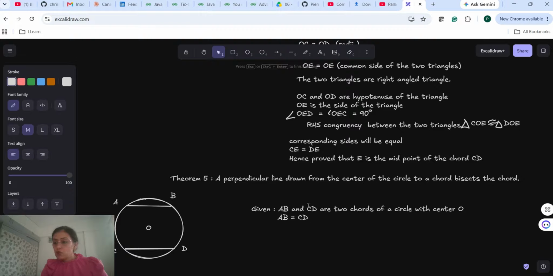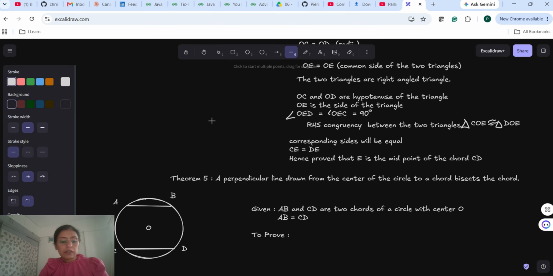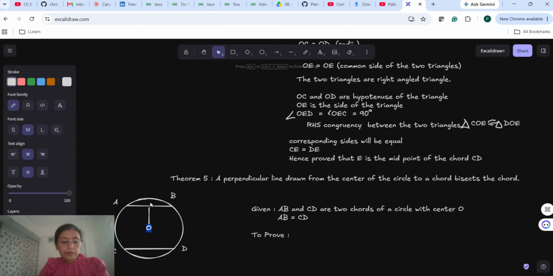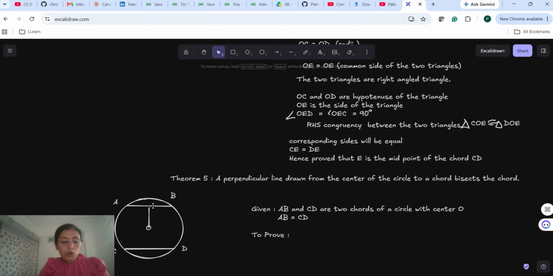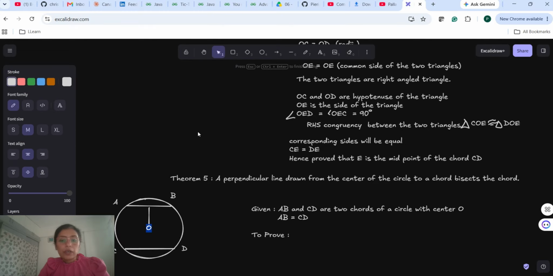So what we need to prove now is the two chords will be at the same distance from the center. What does that mean is, let me call this point. Okay, wait, first I'll draw.